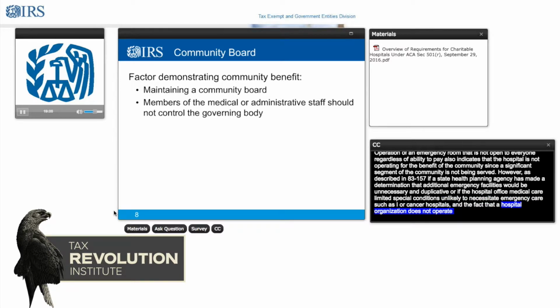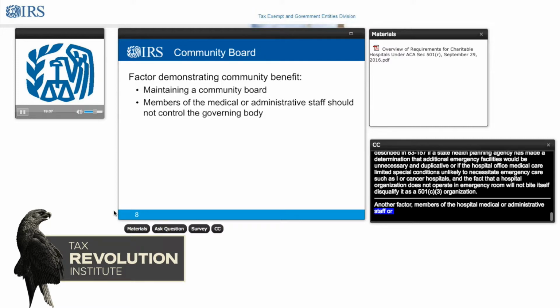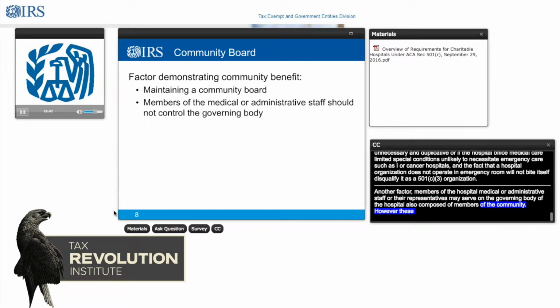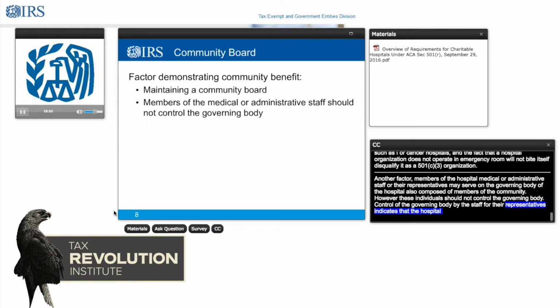Another factor, members of the hospital medical or administrative staff or their representatives may serve on a governing body of the hospital, also composed of members of the community. However, these individuals should not control the governing body. Control of the governing body by the members of the hospital medical or administrative staff or their representatives indicates that the hospital may be serving private interests rather than public interests, and thus not providing a community benefit.